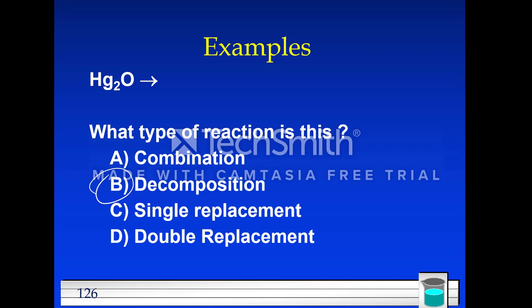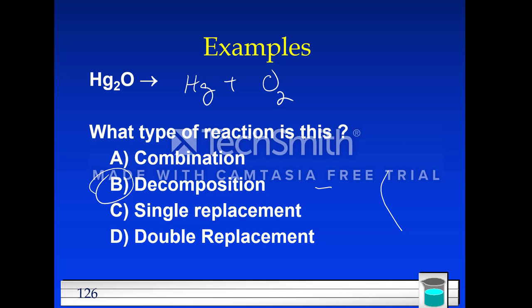What would Hg2O fall apart into? Well, it would fall apart into Hg and O. Those are the elements. Now I decide, do they get little subscripts? Does Hg get a subscript? Not one of my 8, so it's okay. Does O get a subscript? Yeah, it's a 2.